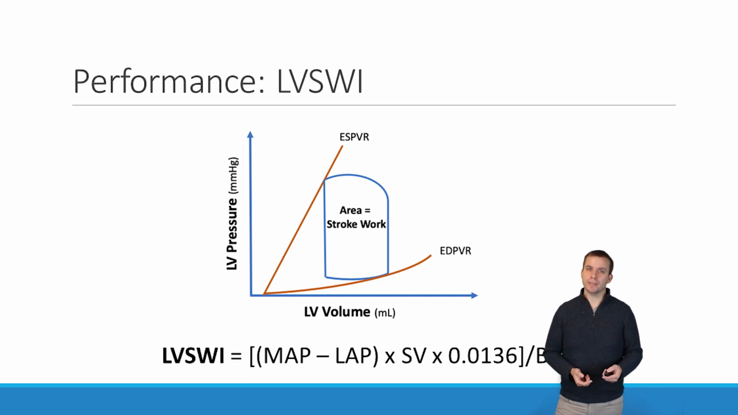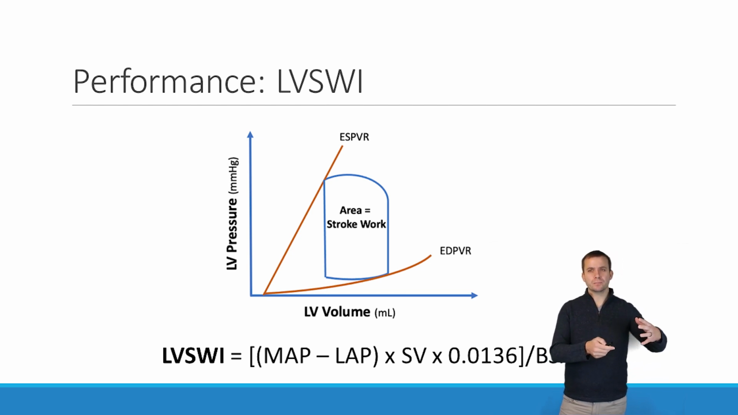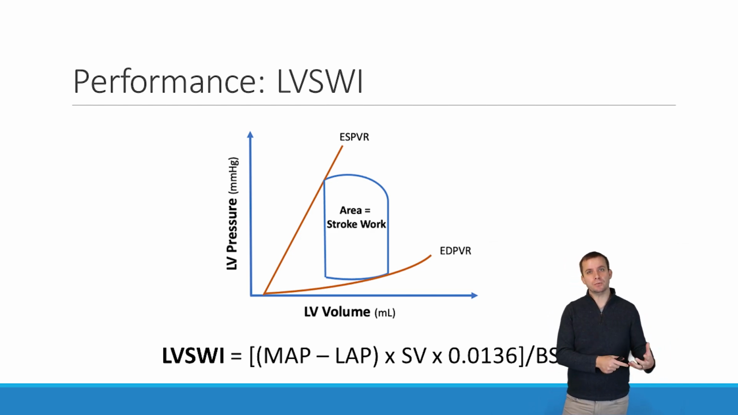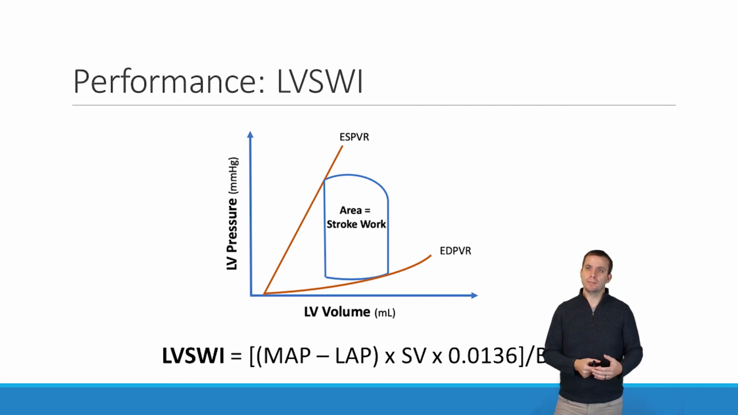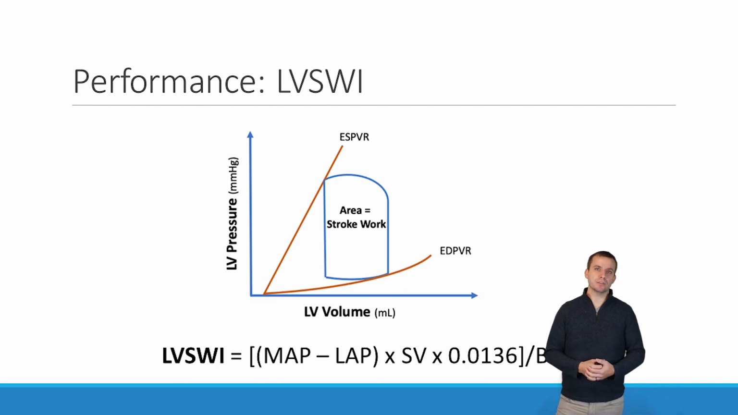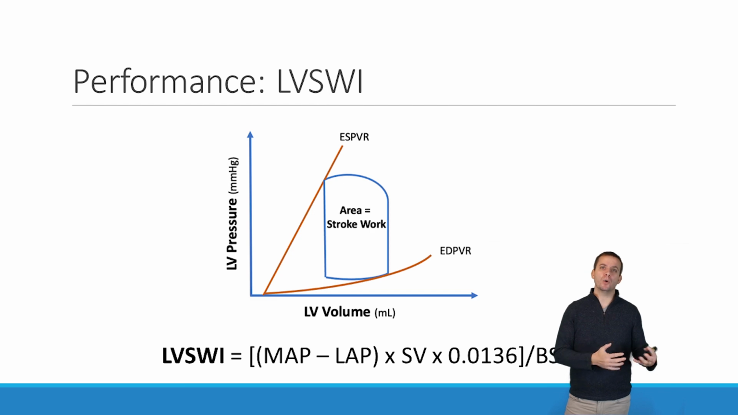It's a little bit more complicated of a formula. It's your MAP, which is the pressure at the end of the left ventricle, minus the pressure at the beginning, which is your left atrial pressure, and then you multiply it by your stroke volume, times 0.0136, and then you divide it by body surface area to get the index. So that's left ventricular stroke work index. It is given as a value if you have a pulmonary artery catheter in.